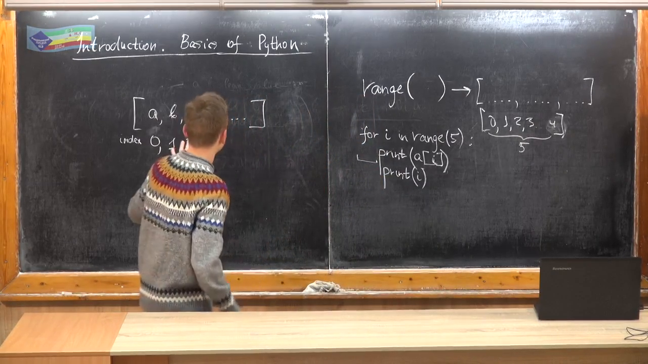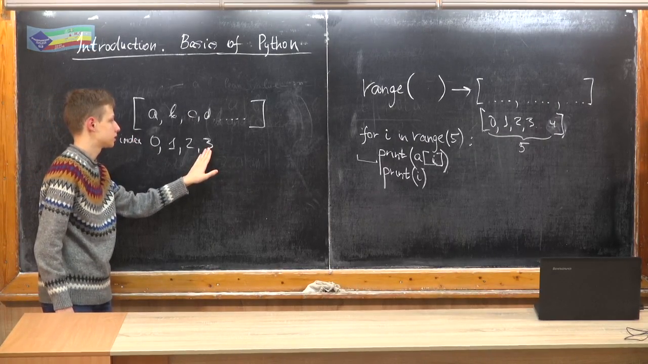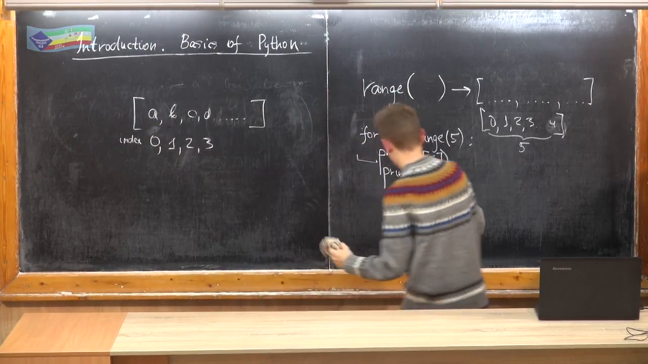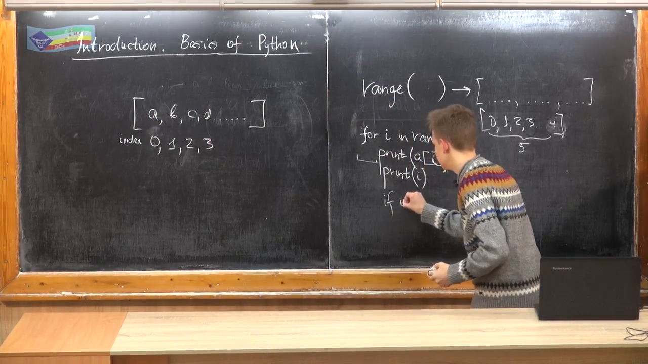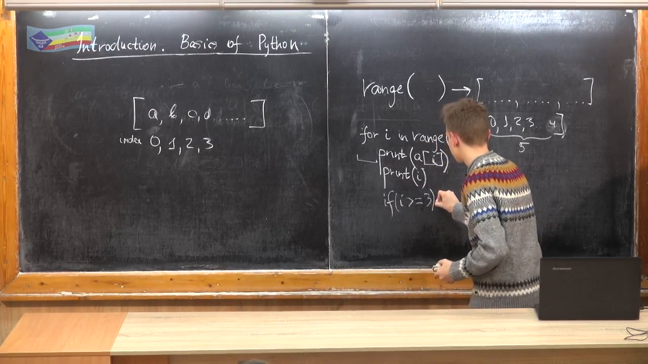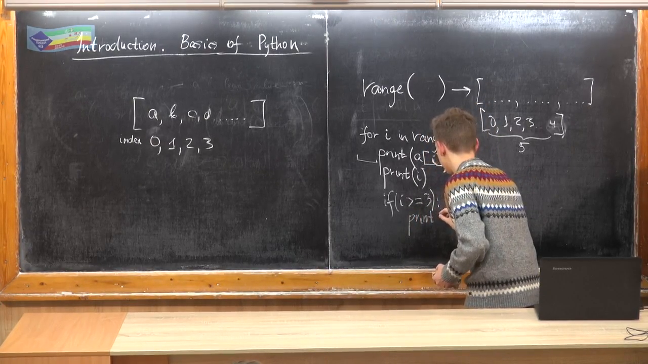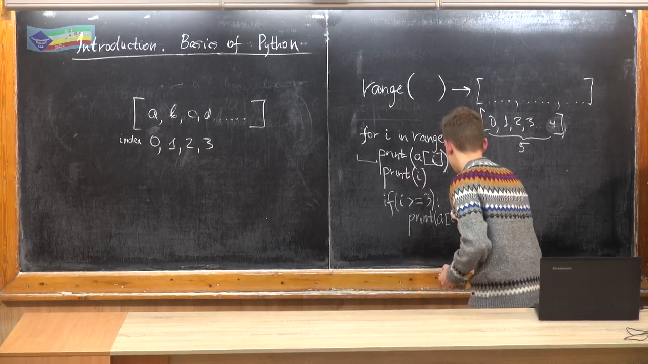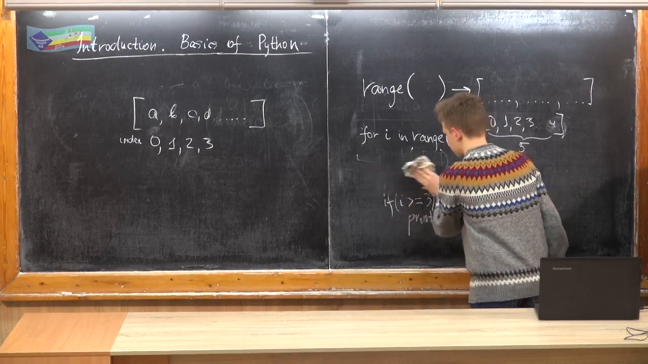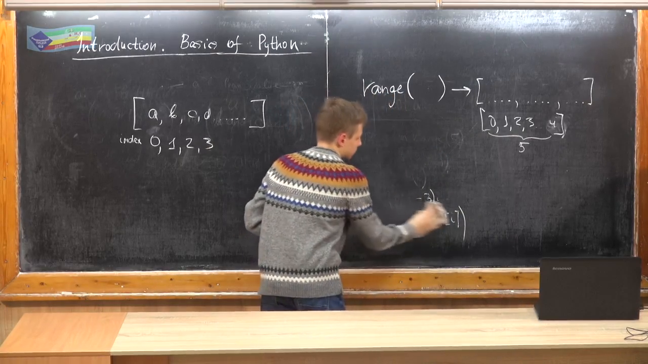And if, for example, in that example we wanted to print only elements with index 3 or bigger, we can write it like that. If e is bigger or equal to 3, then print a e. So like that, and with range we can do this example.